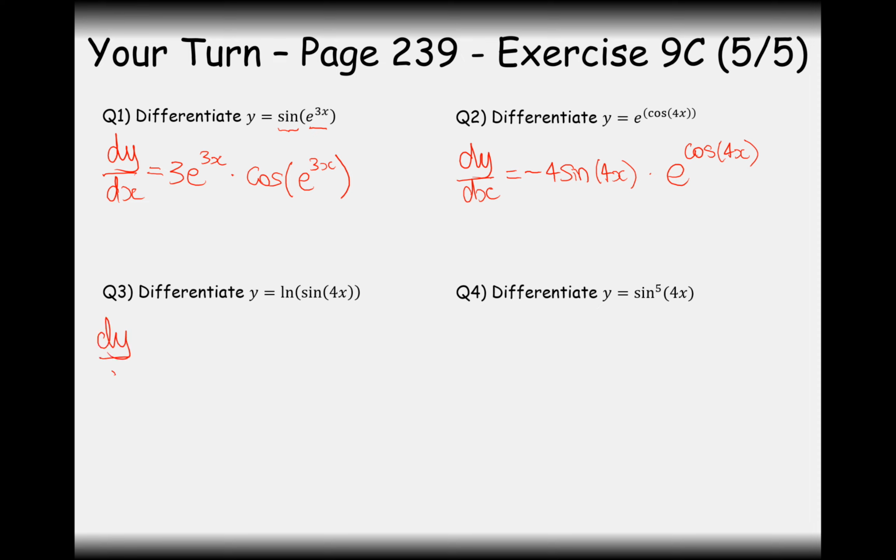Question 3. So differentiate the inside function first. That's going to be minus 4 sine, so cos 4x. And then with the ln one, remember that creates a fraction where we have the original function on the bottom. So in this case it's going to be minus 4 cot 4x.